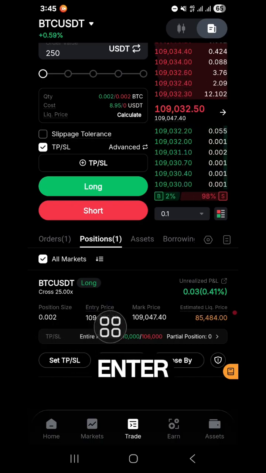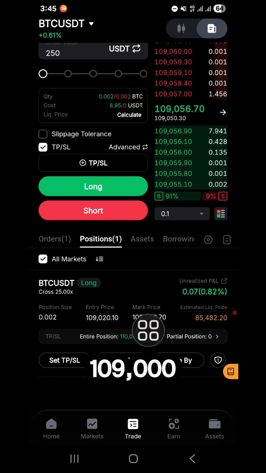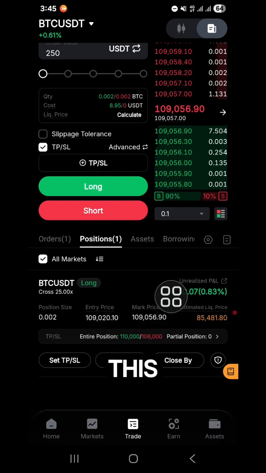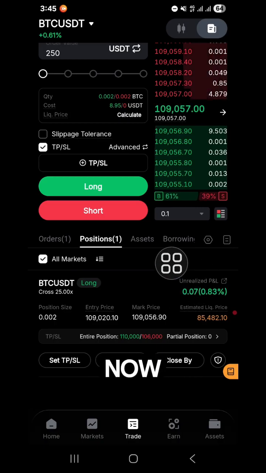The price I entered is about 109,000. The market price is about 109,056. This is my unrealized profit, which means the profit that I have made. So now, how do you set multiple take profit?